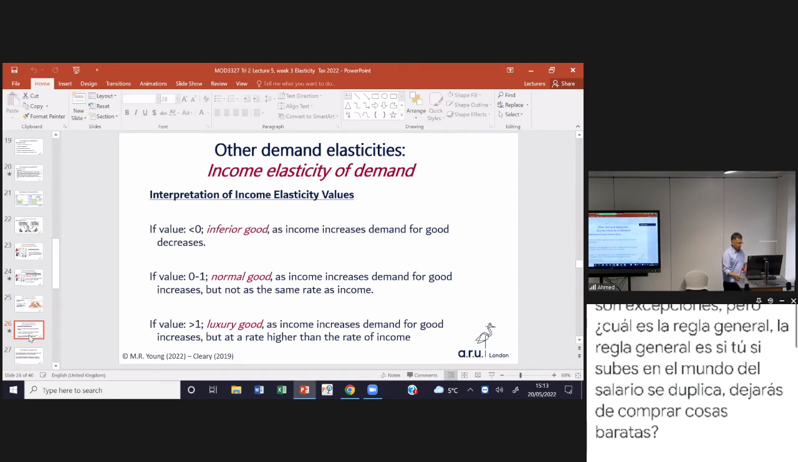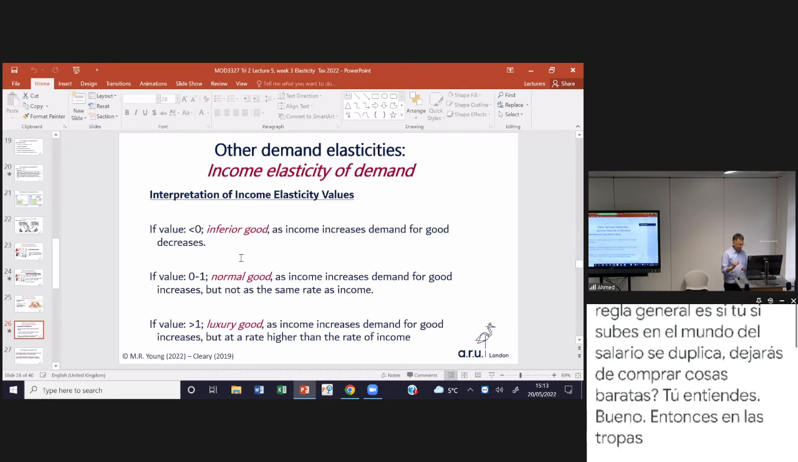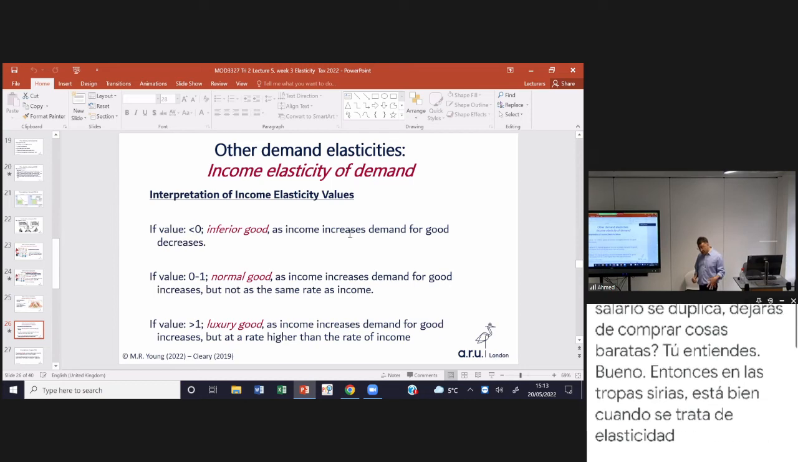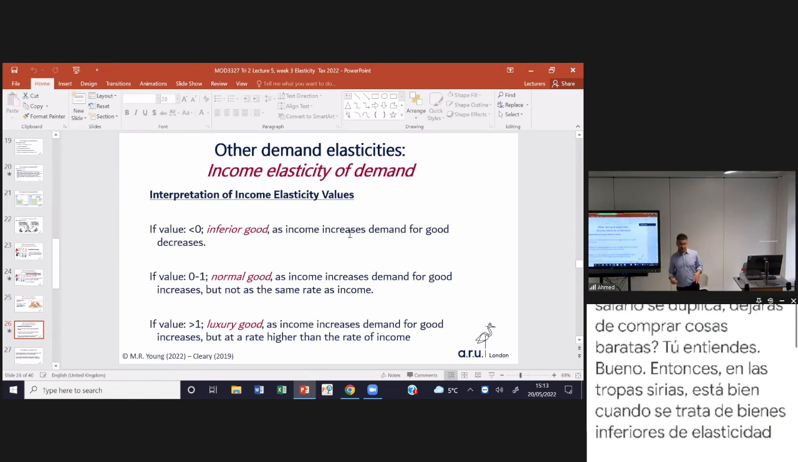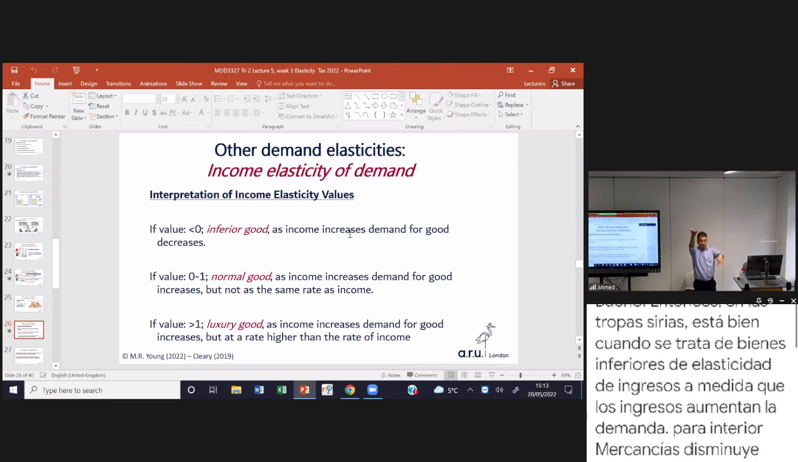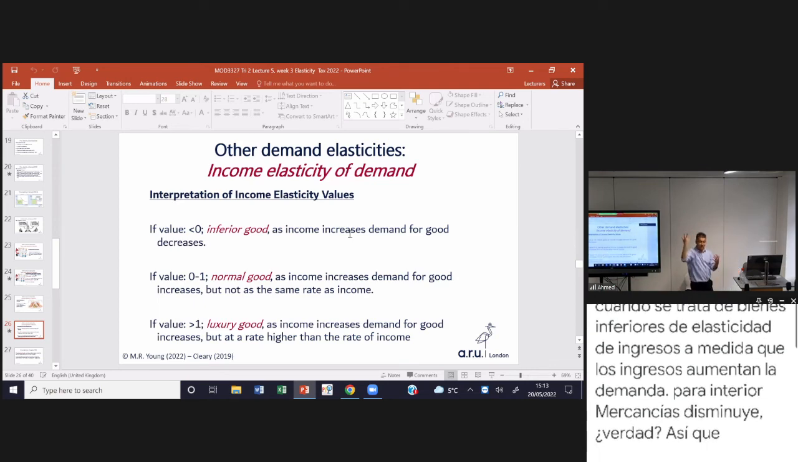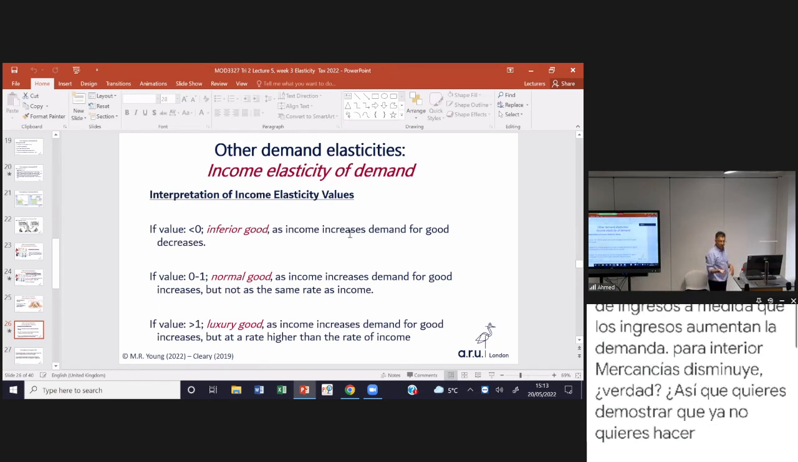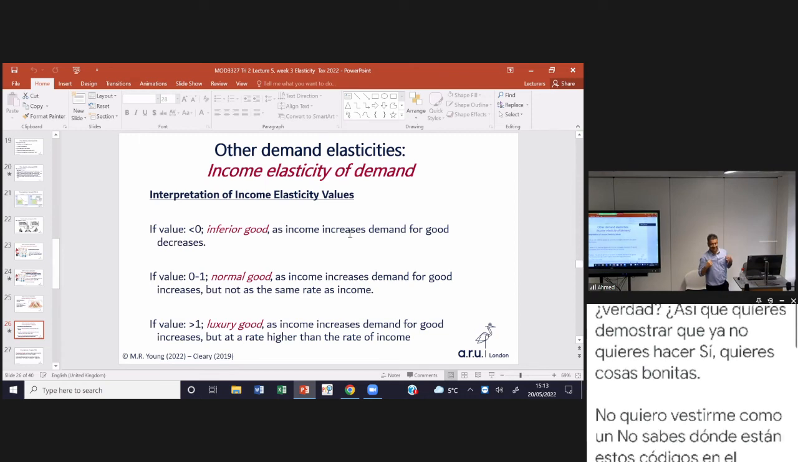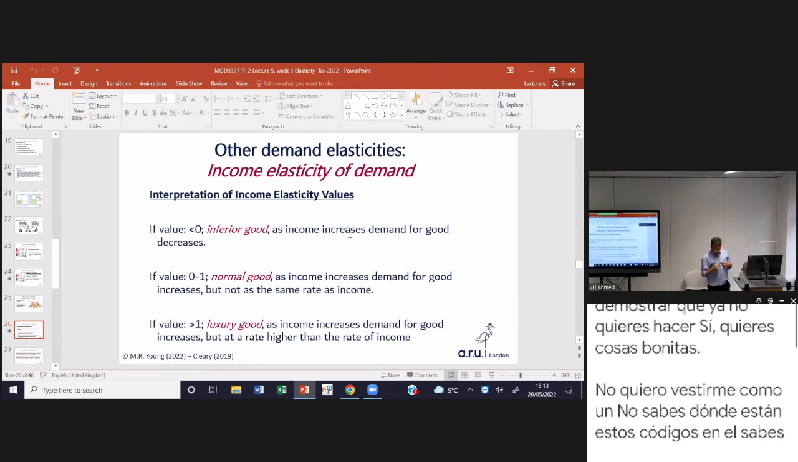Okay. So inferior goods: when it comes to income elasticity, with inferior goods, as income increases, demand for inferior goods decreases, right? Your money's gone up, so you don't want the cheap stuff anymore. You want nice things. You don't want to dress like a student. You're going to wear shirts like this, yeah? This one costs £25.